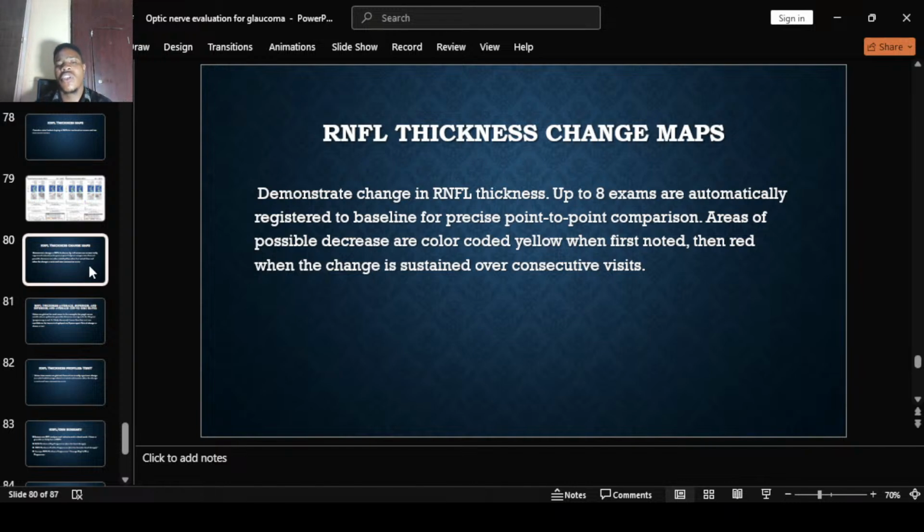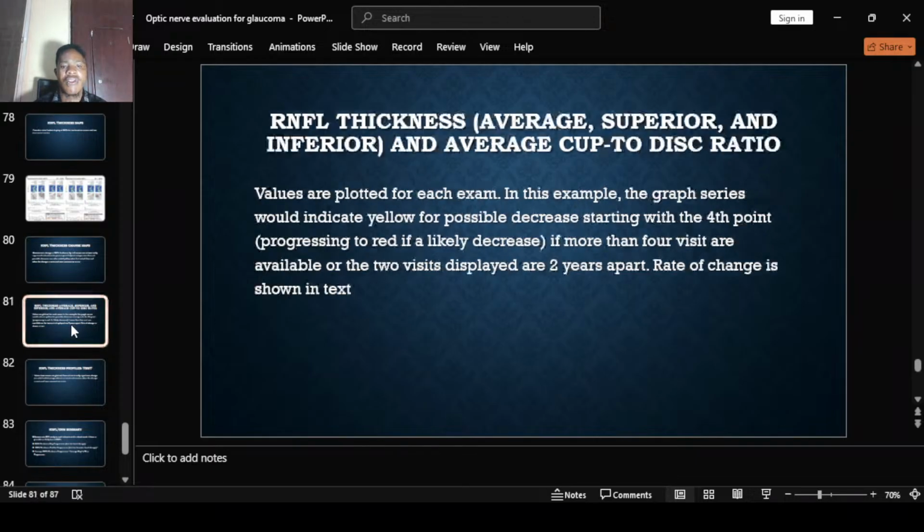So what this machine does is that it tests you for the first time, and then if there are areas of concern, it colors them as yellow. Then on your next visit, when that concern is repeated again, it colors it as red, and then this is presented to the clinician. Now for the retinal nerve fiber layer thickness, the average superior and inferior and average cup to disc ratio values are plotted for each exam.